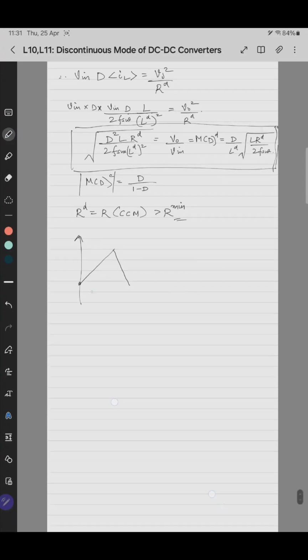So what we have to do is, like this they do, where for them this is T on, this is T off, and this is what we have considered as D dash T off, sorry, D dash into T switching. They directly start the waveform from 0.